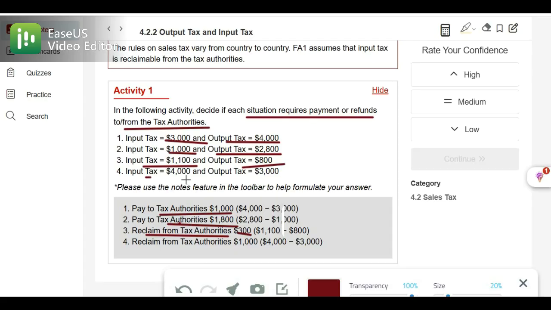Okay, so this is lecture number 27 about output tax and input tax. In the next lecture we will discuss another topic, and that will be calculating sales tax.